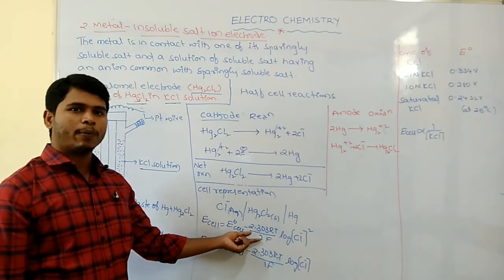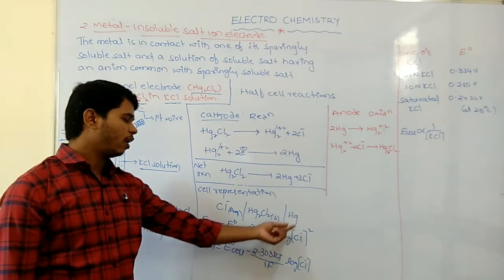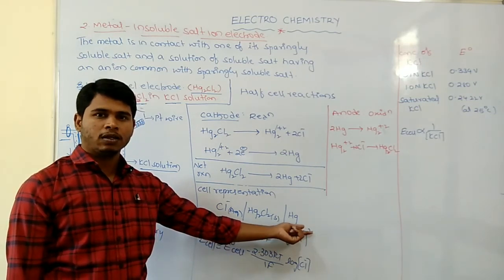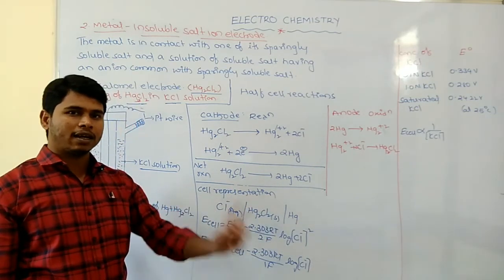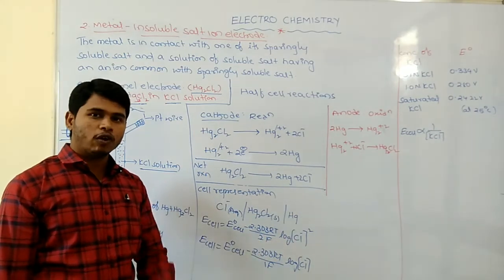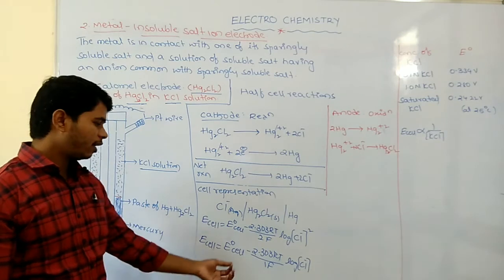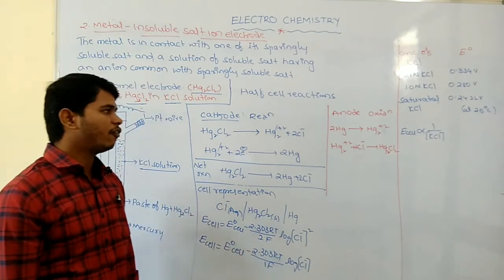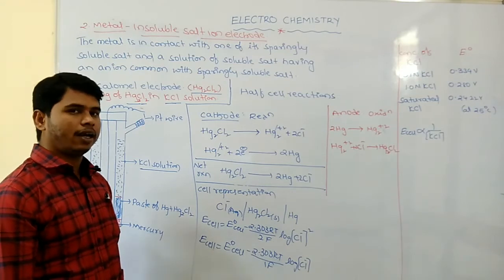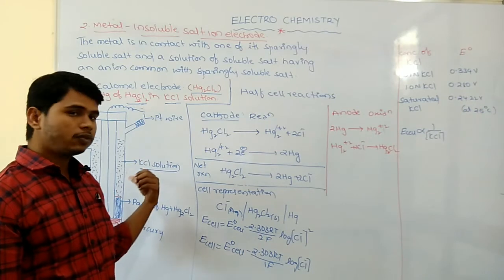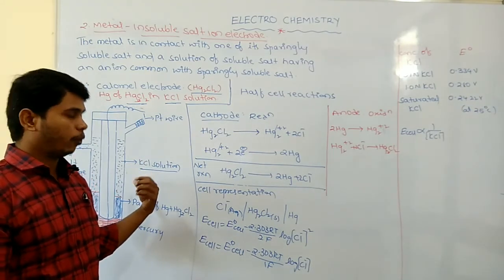If the number of electrons is 2, then it is 2 log concentration of Cl minus ion to the power of 2. Okay, if 2 Cl minus ions are reduced, then the number of electrons is 2 and the power is 2. If only one Cl minus ion is involved in the reduction, then the number of electrons is 1 and it is log concentration of Cl minus ion. Okay, these are the half-cell reactions in the calomel electrode.